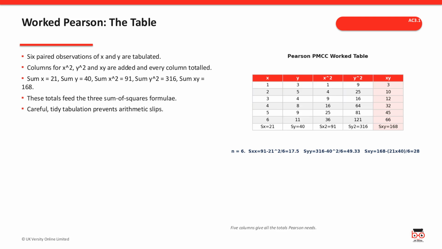Let's build the table for 6 paired observations of x and y. We add columns for x squared, y squared, and xy, and total every column. That gives the sum of x as 21, the sum of y as 40, the sum of x squared as 91, the sum of y squared as 316, and the sum of xy as 168. Tidy tabulation like this is what stops silly arithmetic slips creeping in, and those 5 totals feed the 3 formulae.